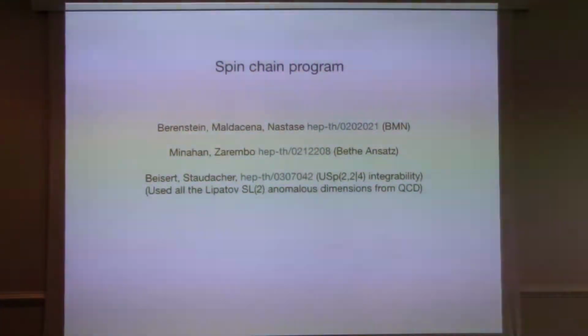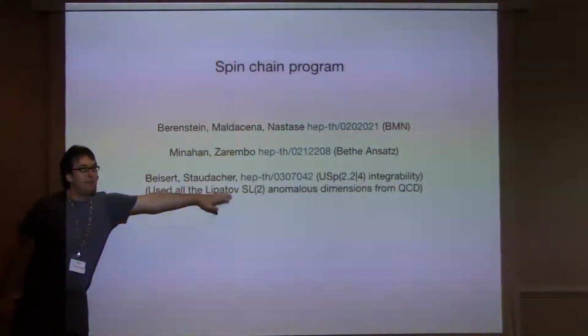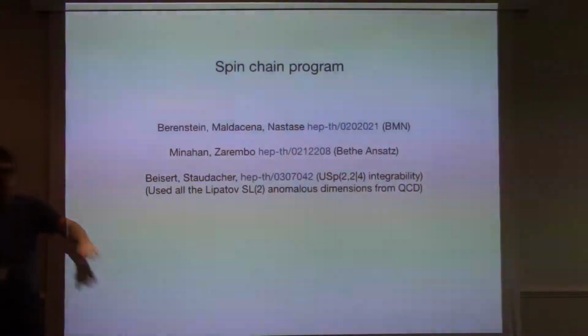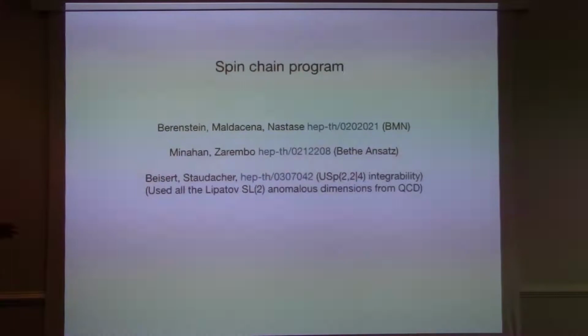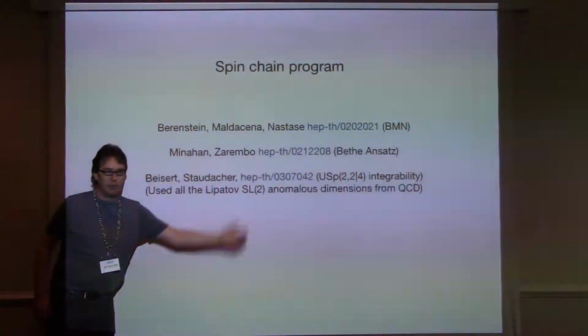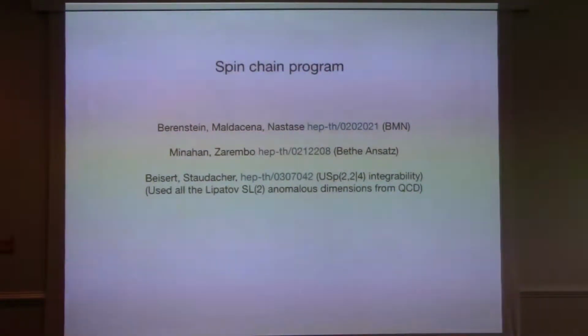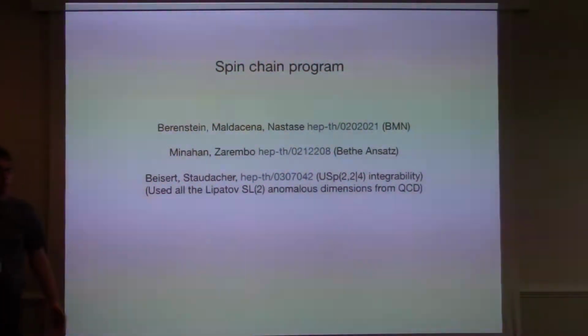And you can organize them like SL2 representations. They look like an infinite tower of SL2 representations. And if you use all the Lipatov SL2 anomalous dimensions that were computed for QCD many, many years before, you find that this is also an integrable spin chain. And this is what people call the XXX minus a half model. So it's basically an analytic continuation of XXX to having infinite spin representations. And if you put these two together, you get that the full structure is integrable to one loop order.